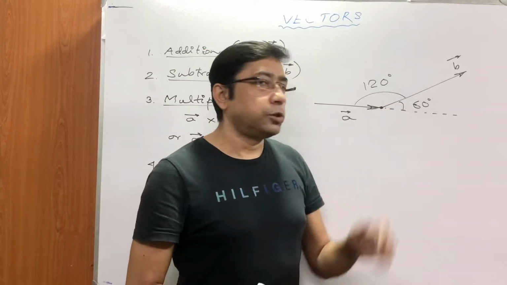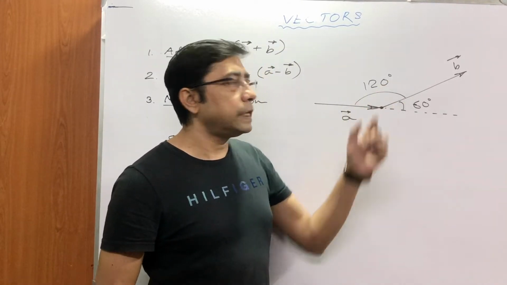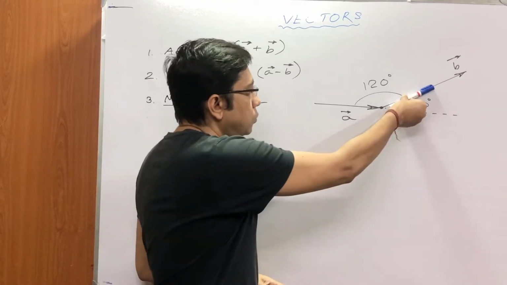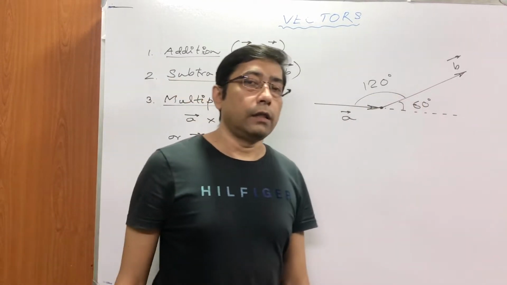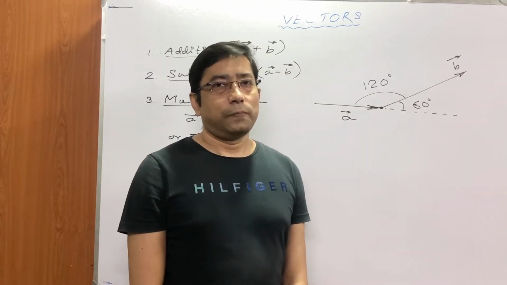Now look at this picture. Seeing this, can you tell me what is the angle between the two vectors A and B? Look at this. This is vector A, this is vector B. Two vectors are acting. What is their angle? 60 degrees or 120 degrees?